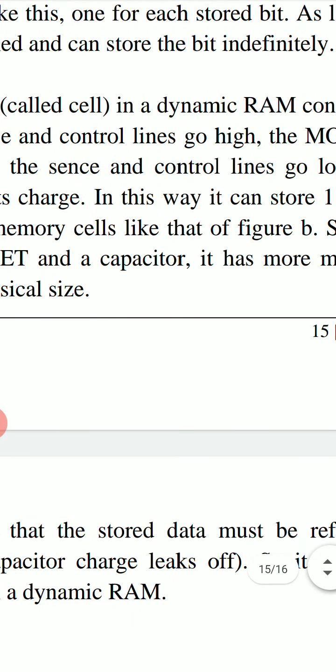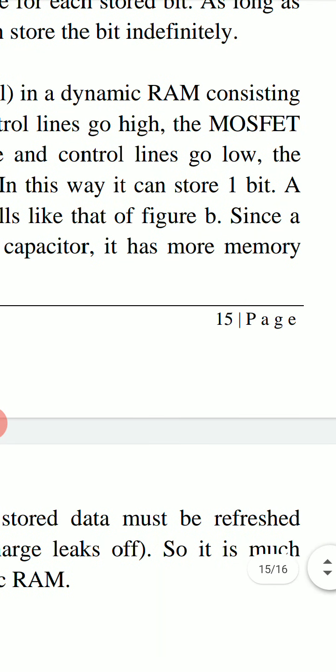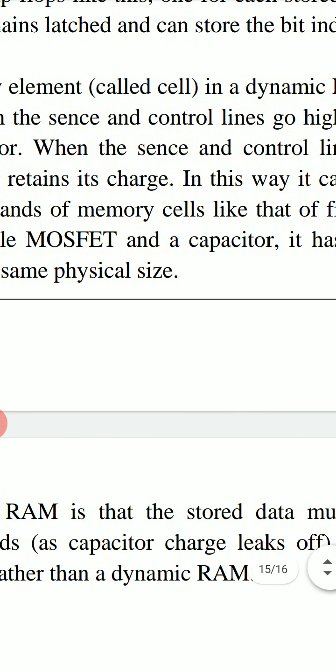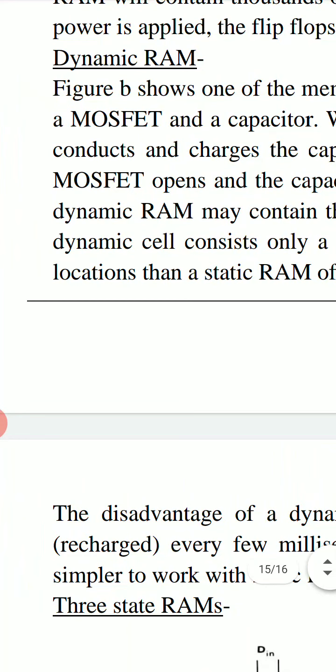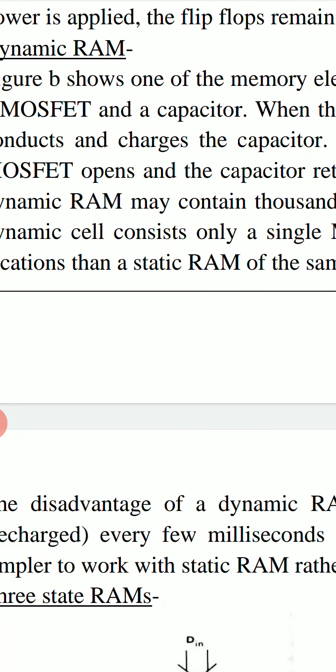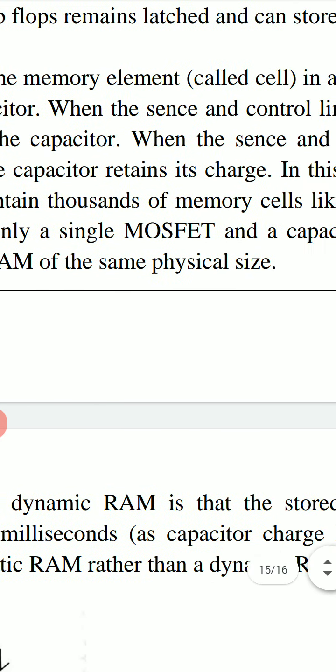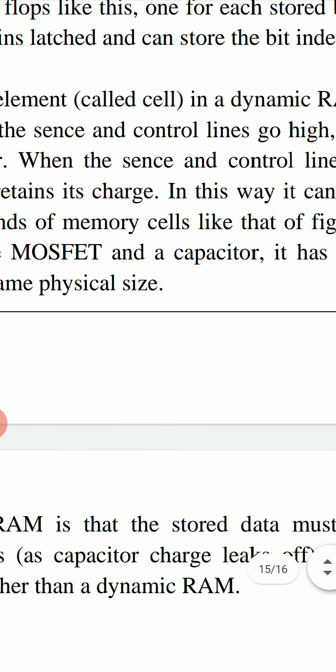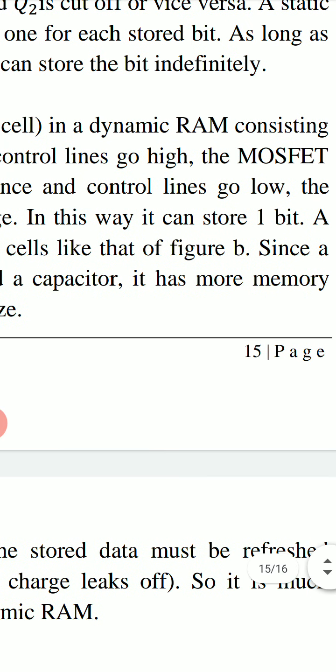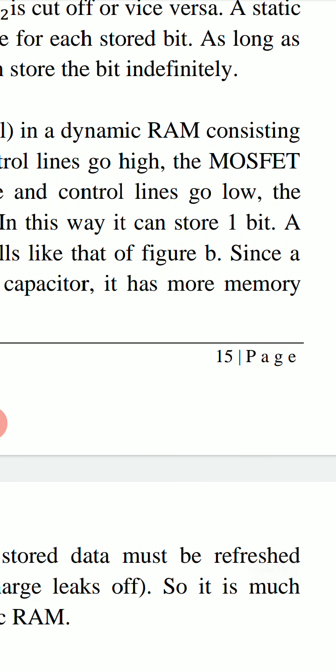When the sense and control lines go low, the MOSFET opens and the capacitor retains its charge. In this way, it can store 1 bit.